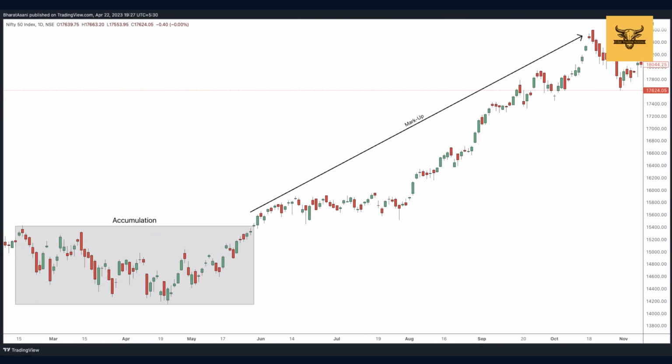The markup phase represents the classic uptrend. At this point, the uninformed public becomes aware of the price movement, and starts to buy, driving prices higher. Smart money players who bought during the accumulation phase may take some profits into the strength of the uptrend, or they may hold and wait for higher prices.